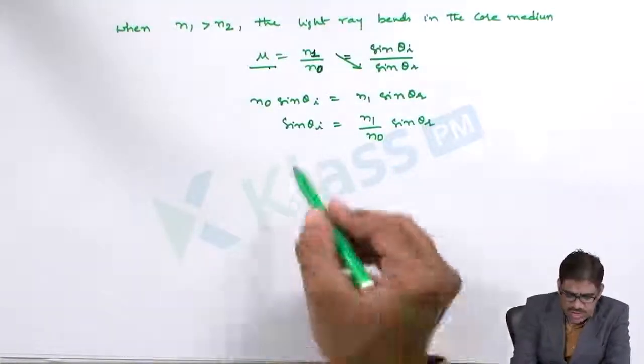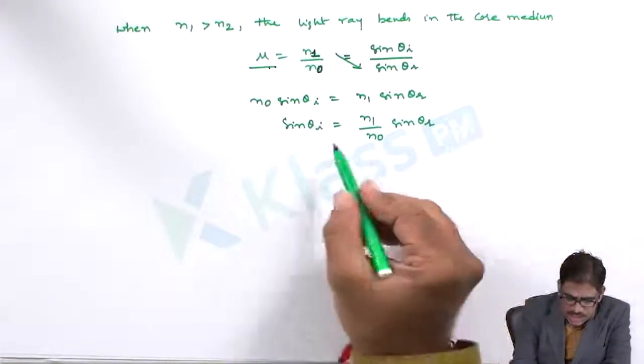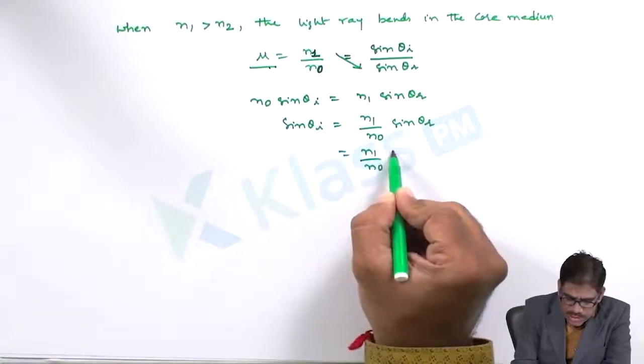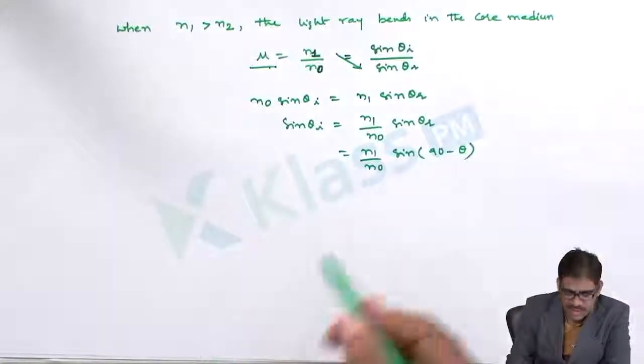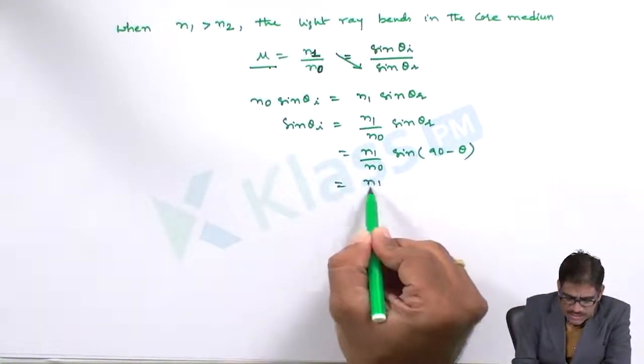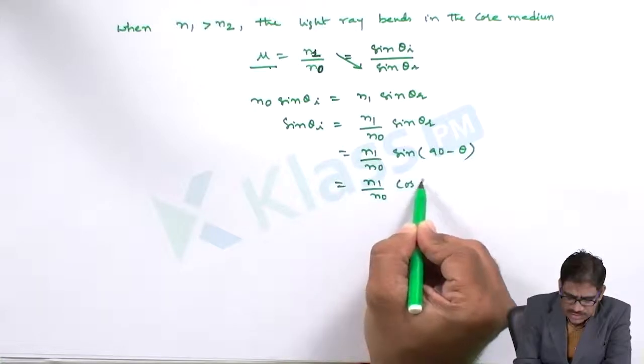But from equation 1, we have theta r is equal to 90 minus theta. So we have 90 minus theta. What is sin of 90 minus theta? It is cos theta. So we write it as cos theta.